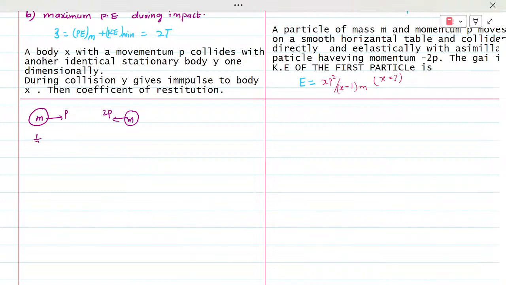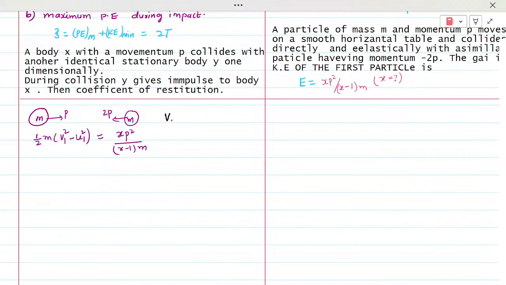So that is equal to 1 by 2 m into v1 square minus u1 square, equal to the given x into p square by (x minus 1) into m. If you see here, kinetic energy is in the form of p square by 2m, so it has to come like that. We'll see now, coming to the answer.